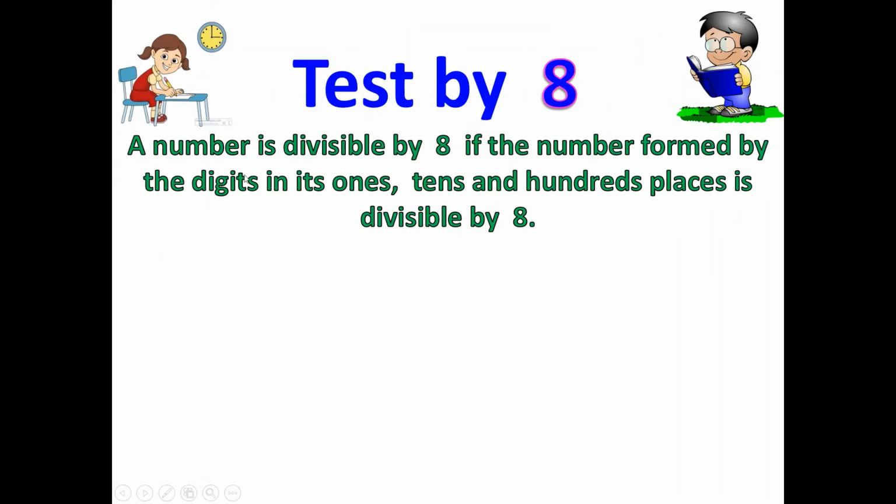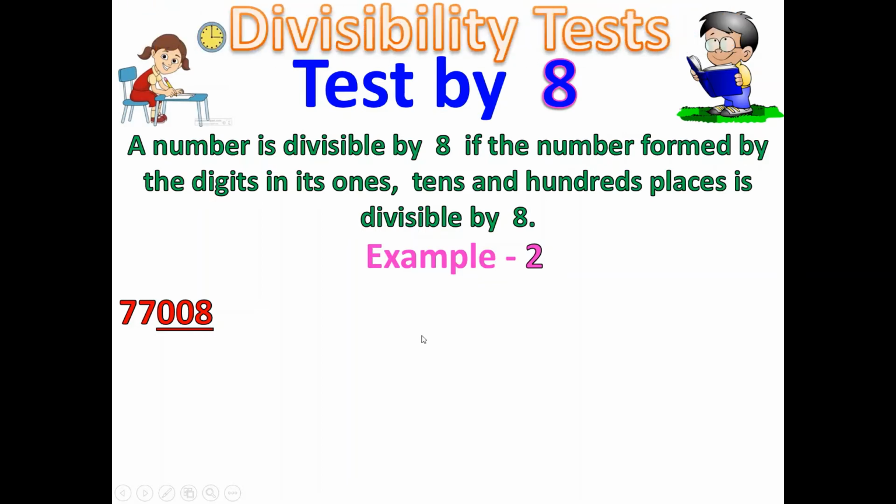Divisibility test 8. A number is divisible by 8 if the number formed by the digits in the ones, tens and hundreds place is divisible by 8. Now we go on to the example. Example 2: 77,008. Our topic name is divisibility test. Now 008, we have. Now you may have a doubt.